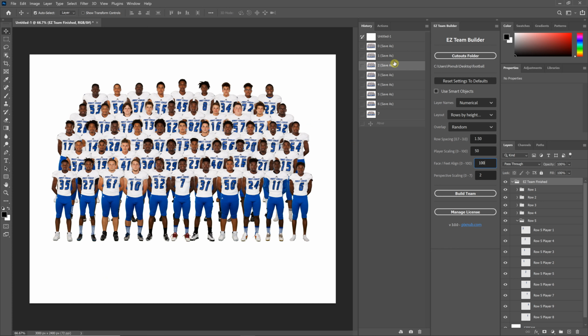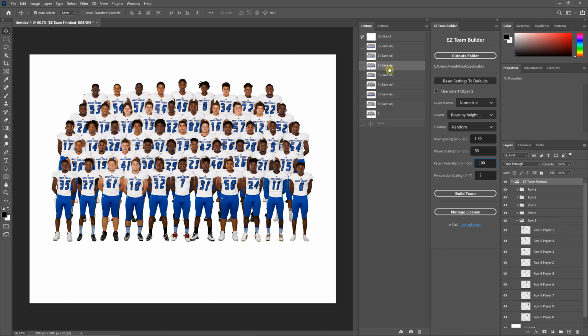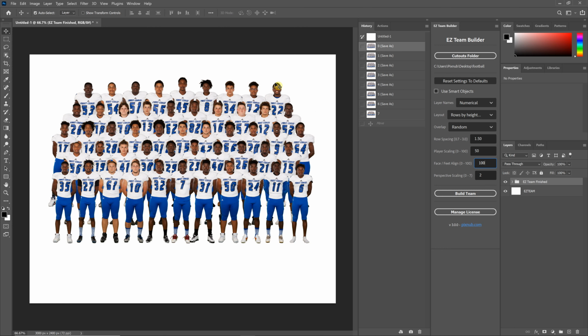So just know that 1, 2, and 3 are probably your most common ones, and usually people will just stick with 2, which is the default, or turn it off. That would be the other option.